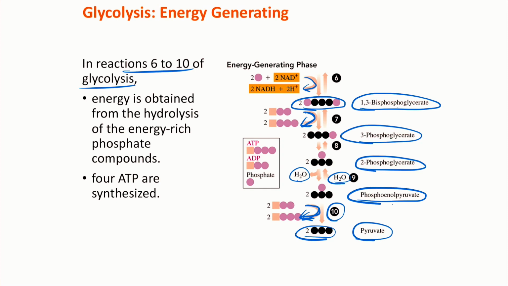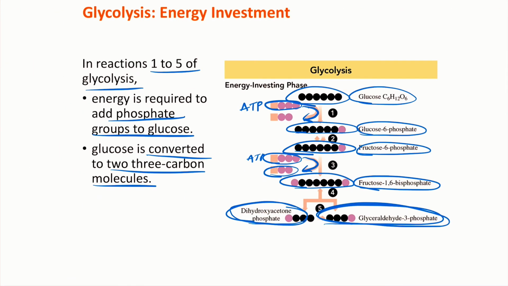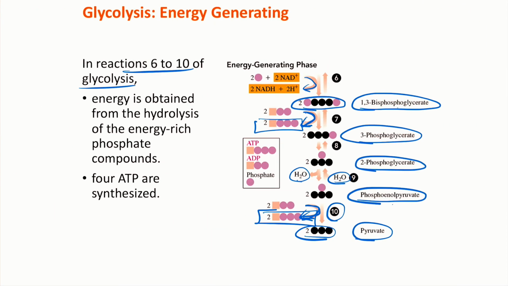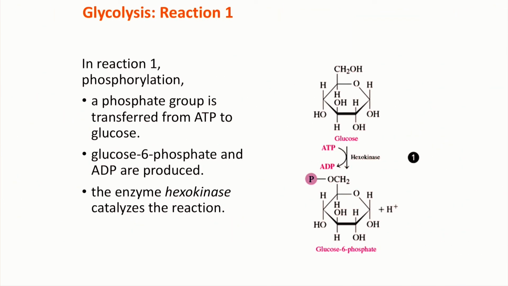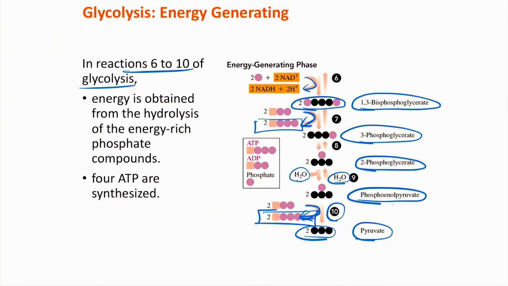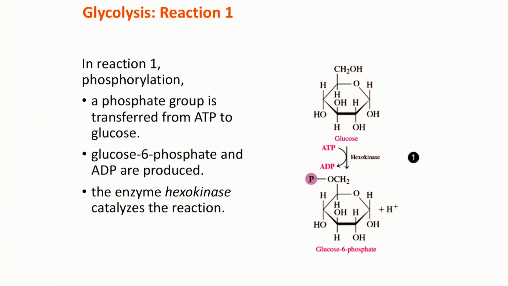Notice the amount of ATP molecules that are being produced. There are 2 ATP molecules here, and there are 2 ATP molecules here. Now notice that here we are using 2 ATP molecules, 1 and 1, and we are producing a total of 4 ATP molecules. So we are producing 4 ATP molecules and using up 2 ATP molecules.